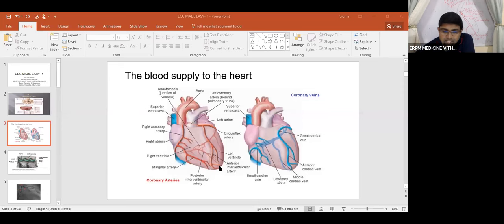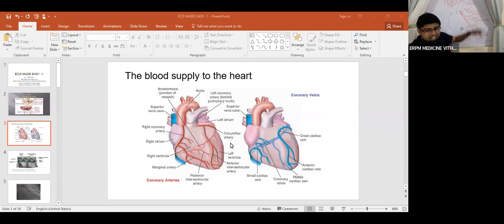So when you see here, guys, look at me. It's very important to understand from here itself. Just look at the left circumflex. This is the lateral side of the heart, yes or no? This is the lateral side of the heart.